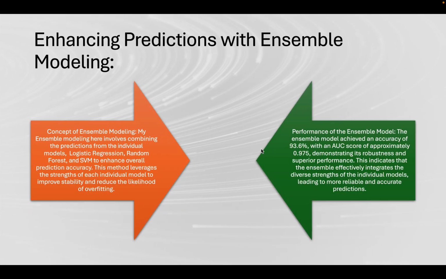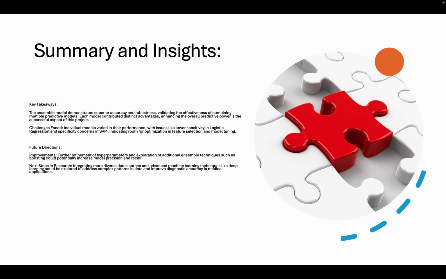So the performance of my ensemble model achieved an accuracy of 93.6% with an AUC score of 0.975, demonstrating its robustness and superior performance. And this indicates that the ensemble effectively integrates the diverse strengths of the individual models, leading to more reliable and accurate predictions.